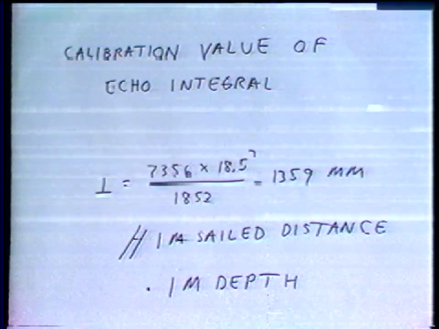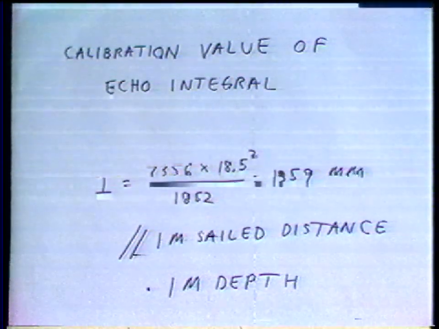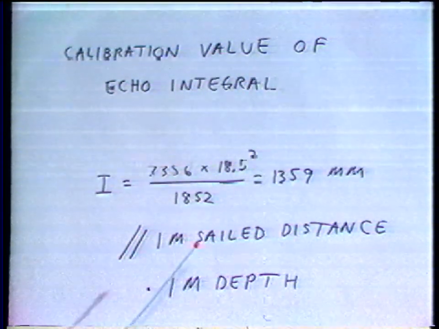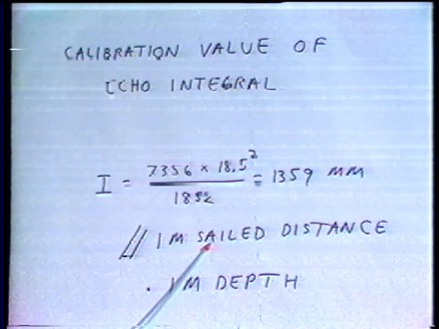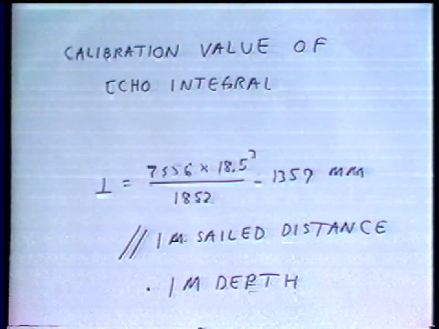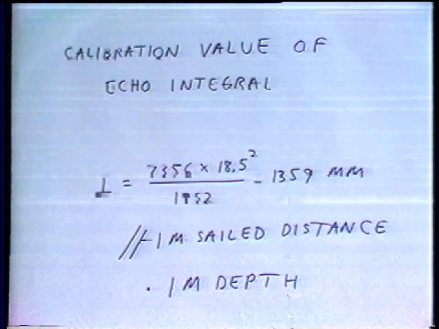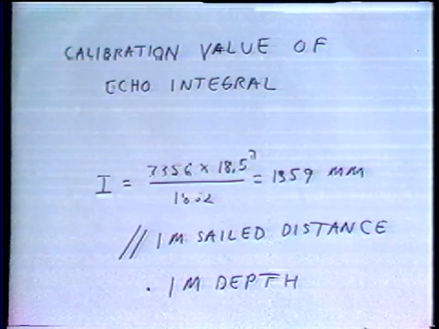Calibration of the integrator can now be completed by referring the peak echo energy to a 1 meter sail distance and 1 meter depth. The result is that the echo integral is 1359 millimeters. This number will facilitate both evaluation of equipment performance by comparison with earlier measurements and also intercalibration with the echo integrators of other research vessels.